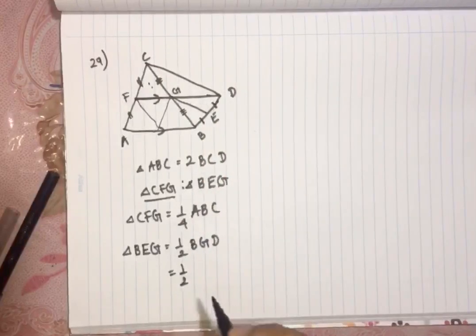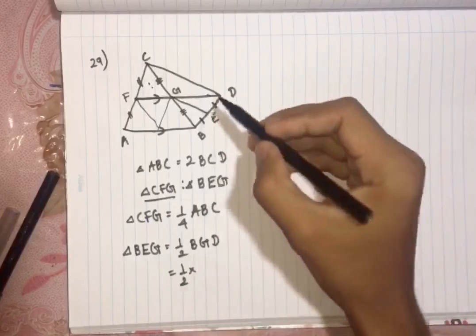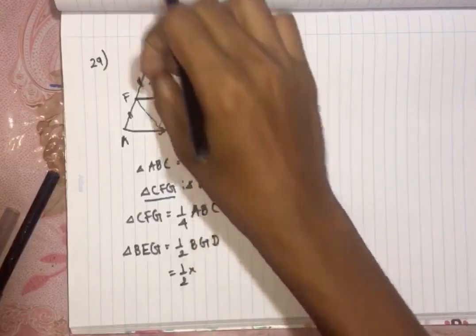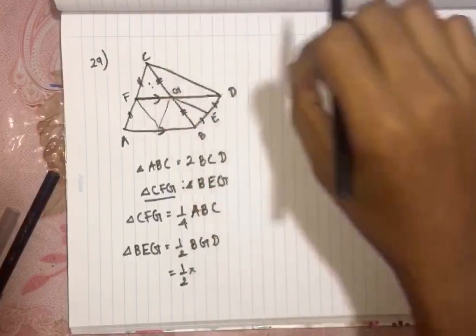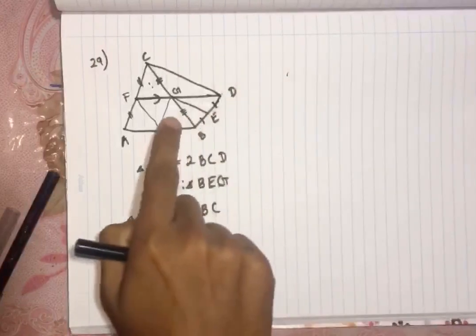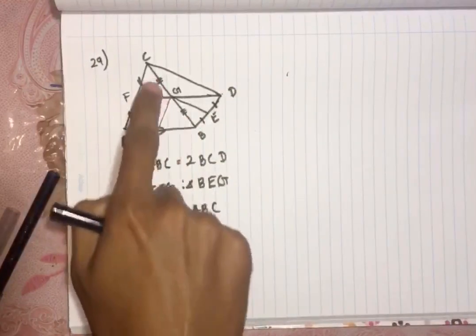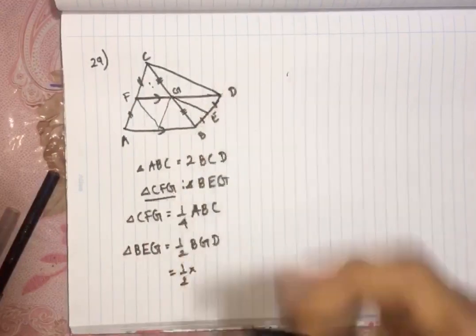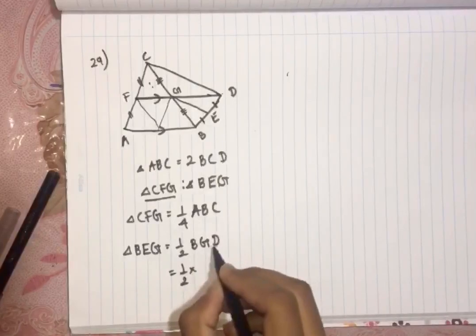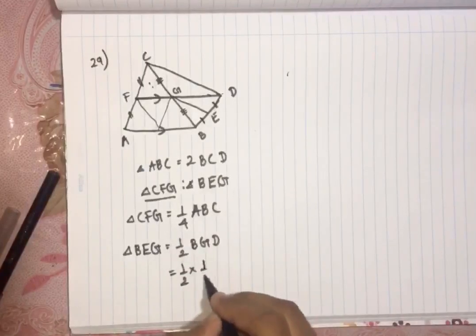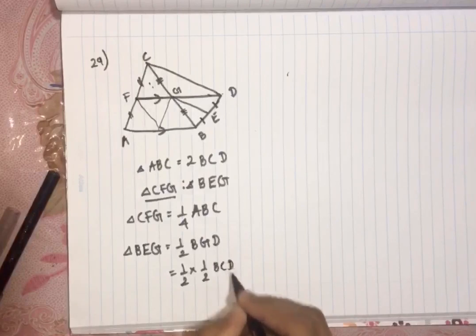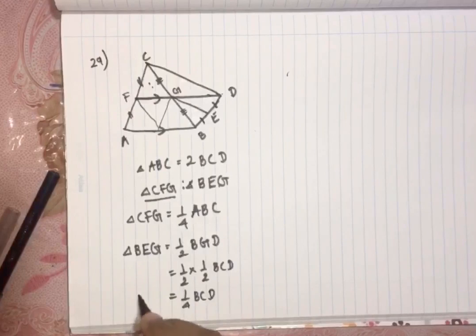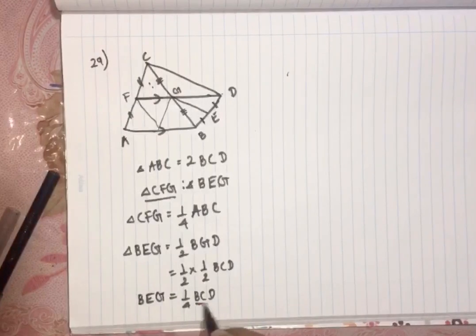Also, you can say BGD. How do you relate BGD? BGD is here. If you take BCD, how can you relate it to BCD? Now look here, these two bases are equal and they have the same height. Triangles formed on the same height. Therefore, you can say BGD is equal to half the area of BCD. So, you have 1/4 of BCD. That is BEG. Now finally we will relate this to ABC.